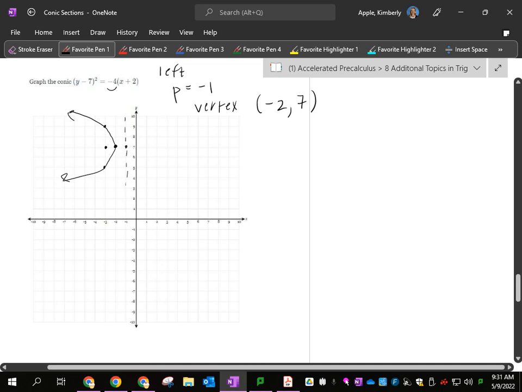Can you explain again how you knew where to put everything? I plotted the vertex. P is the distance up from the vertex, one way to the directrix, one way to the focus. This distance is 2, and this distance is 2, which is 4. This is 1 and 1, which is the p-value.